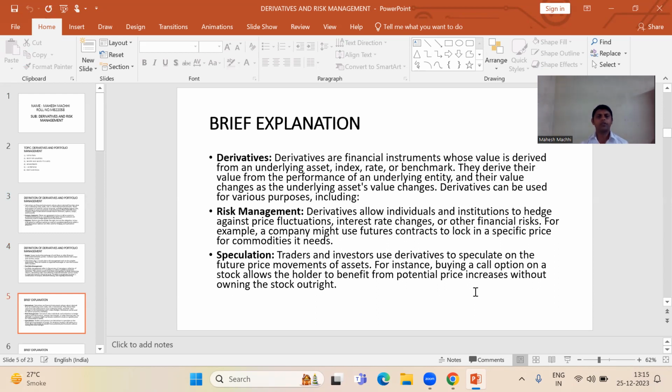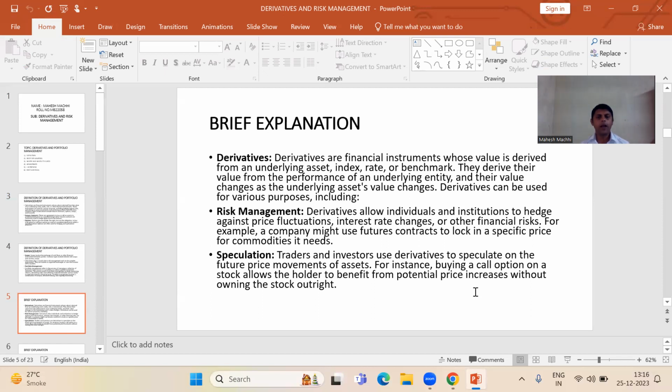Derivatives. Derivatives are financial instruments whose value is derived from an underlying asset, index, rate, or a benchmark. They derive their value from the performance of an underlying entity, and their value changes as the underlying asset value changes. Derivatives can be used for various purposes, including risk management. Derivatives allow individuals and institutions to hedge against price fluctuations, interest rate changes, or other financial risks. For example, a company might use futures contracts to lock in a specific price for a commodity it needs.